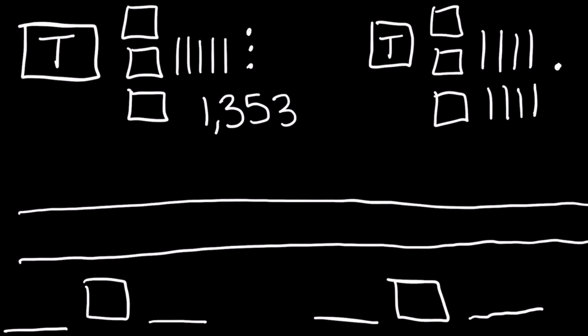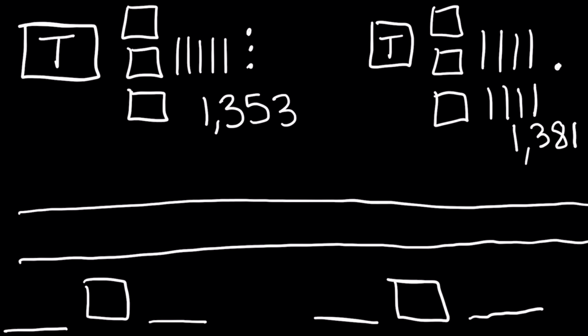Let's look at the other number. Okay, we still have a thousands cube, so I'm going to write 1,000. I still have 3 flats, so I'm going to write 300. I have 10, 20, 30, 40, 50, 60, 70, 80, so I have 8 tens. And I have 1 unit. So the second number is 1,381.